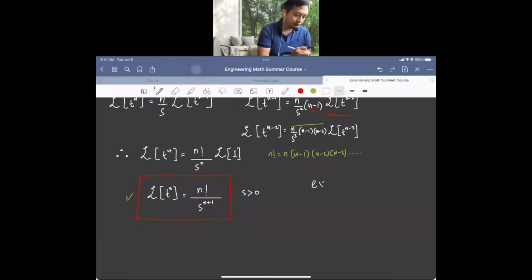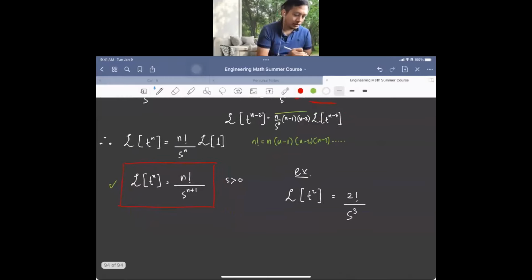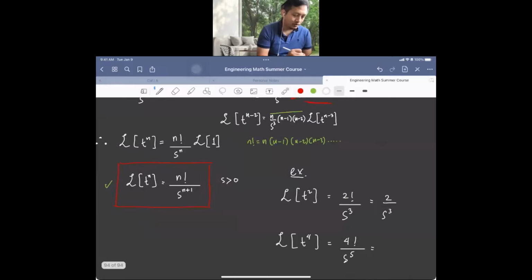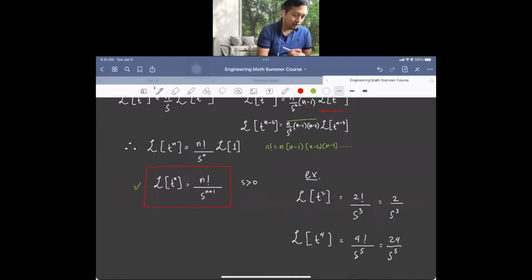So as an example, if you want to Laplace transform t squared, this will be 2 factorial divided by s cubed, or we can just solve this to 2 over s cubed. Or if we have t with power of 4, this will be 4 factorial over s with power of 5, this will be 4 times 3 is 12, times 2 is 24, over s with power of 5.